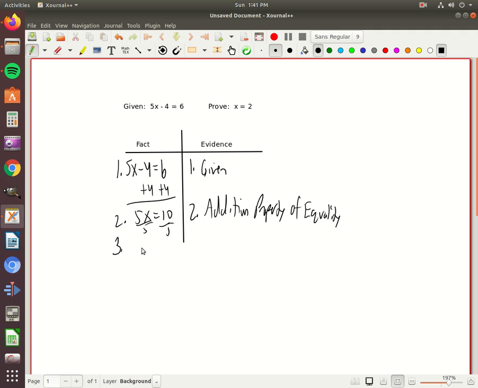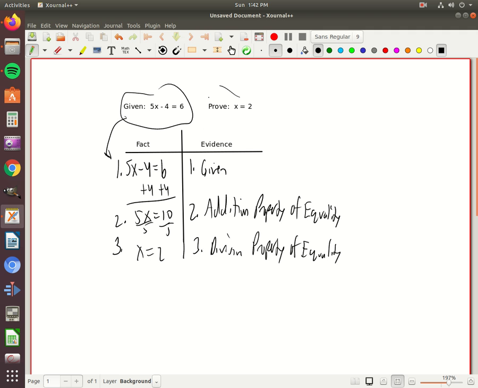So now I'll divide both sides by 5 and I will get x equals 2. And again, we know that's true, and hopefully you can guess what this is, but it's the division property of equality. So this is a proof that we have done here now. We started with a given, and we ended with what we were trying to prove. And that's really the process that we're going to use over the next week or two while we're doing these proofs. There's some tricks to proofs, a plan.